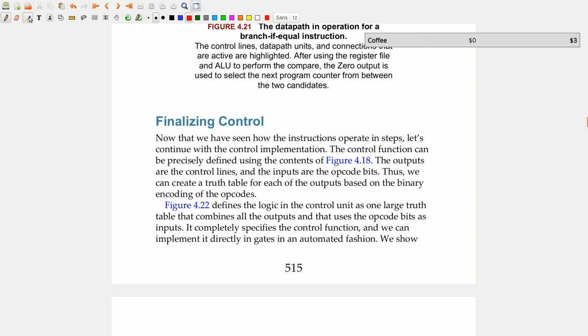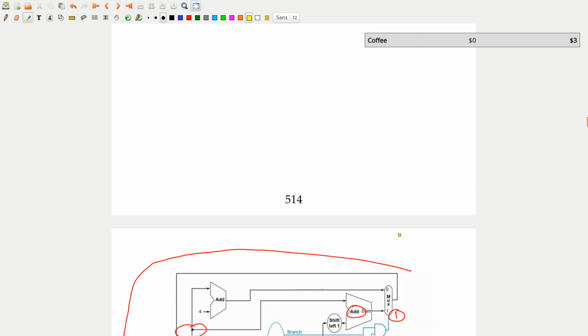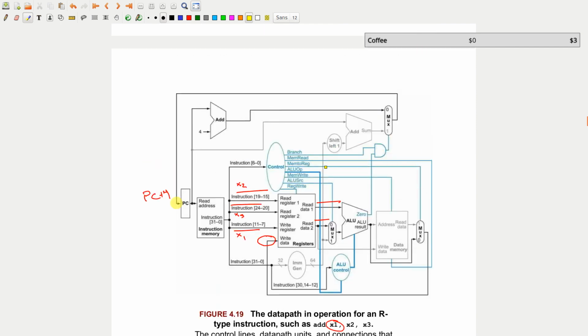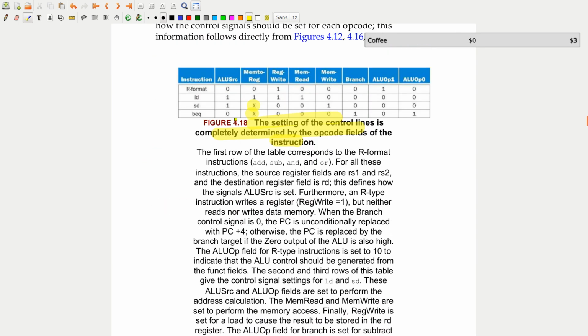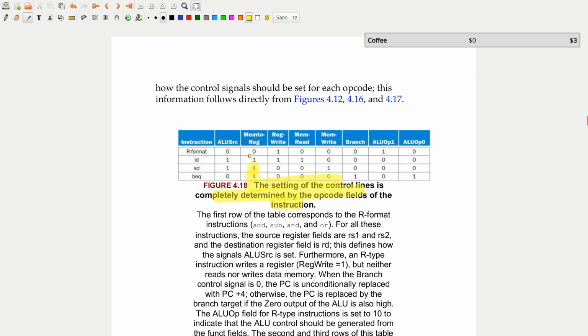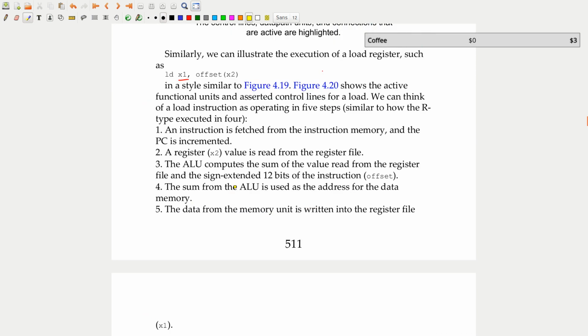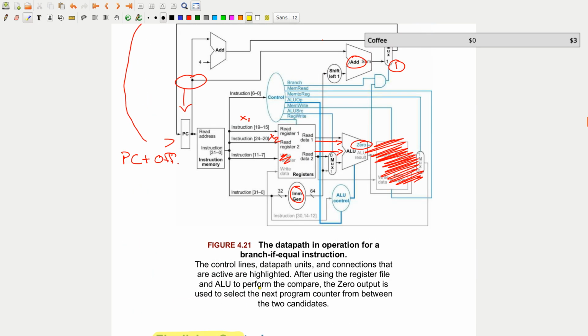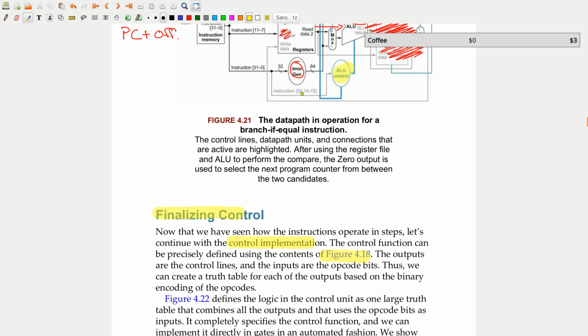So, finalizing control. Now that we've seen how instructions operate in steps, let's continue with the control implementation. The control function can be precisely defined using the contents of figure 418. Figure 418 was just this truth table. So we can use that truth table to build the logic for that control unit that we see here. For both this control unit and previously for ALU control, we can just build that logic.